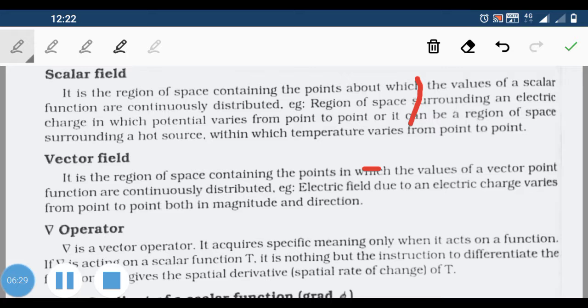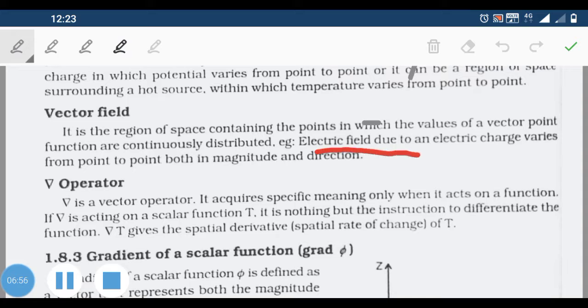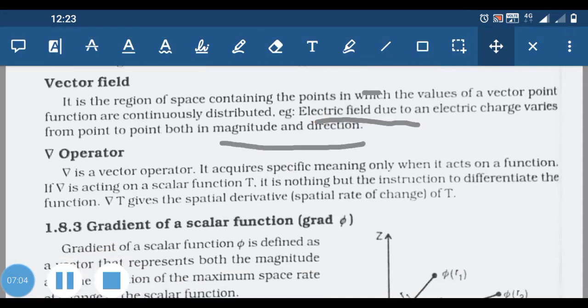A vector field is the region of space containing points in which the values of a vector point function are continuously distributed. An example is the electric field due to an electric charge, which varies from point to point both in magnitude and direction. In the case of potential, importance is given only to the magnitude, whereas in the case of the electric field, it varies in both magnitude and direction. So it is an example for a vector field.